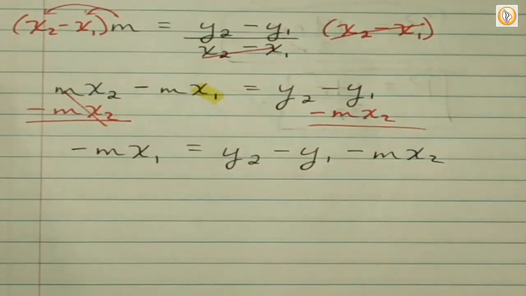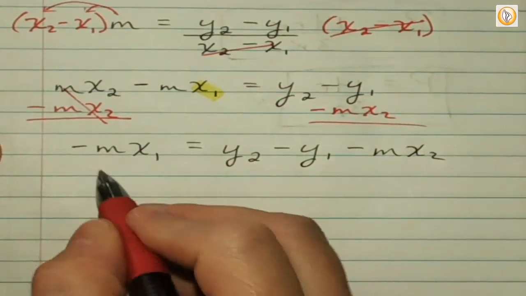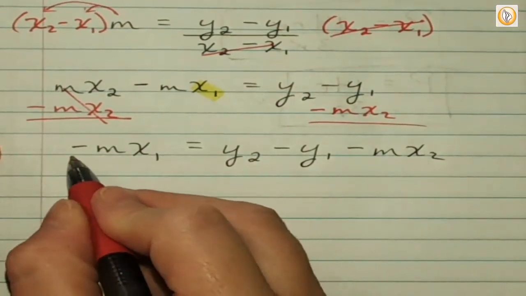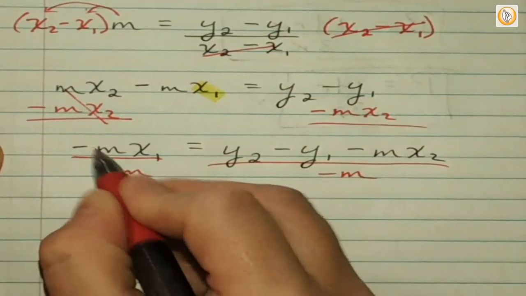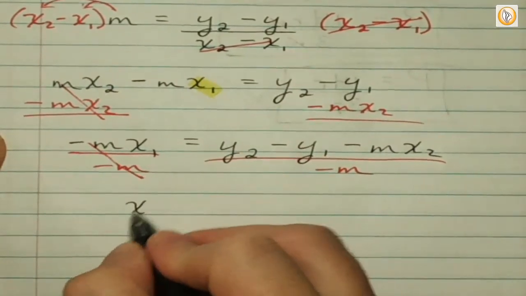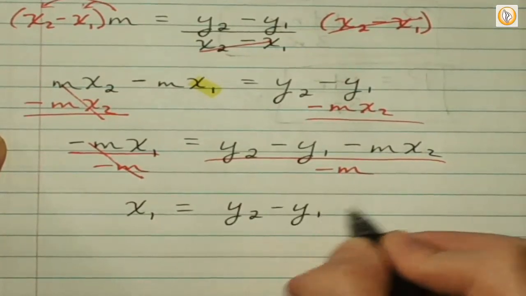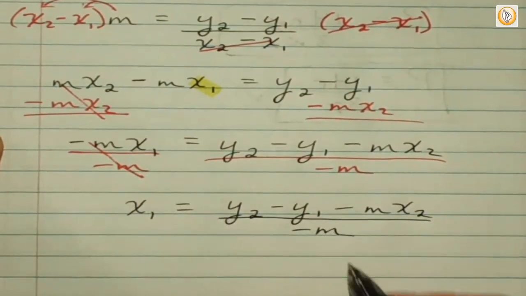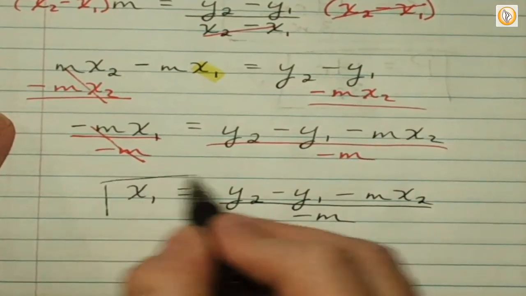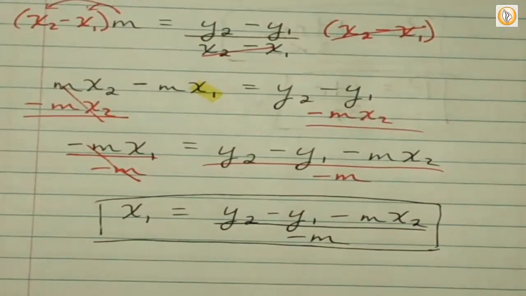Now what do we do? Get rid of the m on x. And how do I do that? Divide both sides by negative m. And I have x1 all by itself now, equals y2 minus y1 minus mx2 all over negative m. And this does not get simplified anymore. This is your answer. Now, Taylor, did you work it that other way? I'm going to. I'm interested in seeing if it would work.